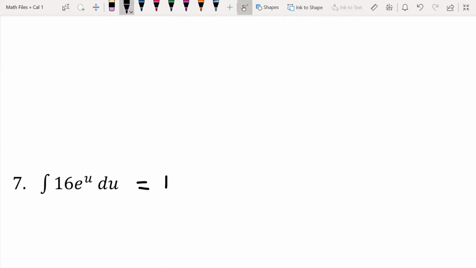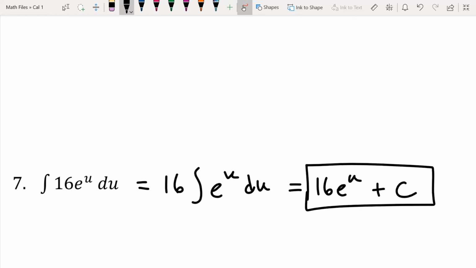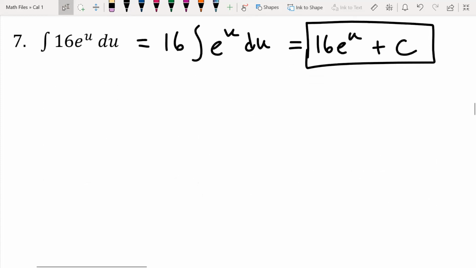We get, I'll move the 16 to the outside, and you'll get 16 times the integral of e to the u du. And lucky for us, the integral of e to the u is still e to the u. So you will get 16 e to the u plus c. Done and done. That's easy. All right. Keep going.